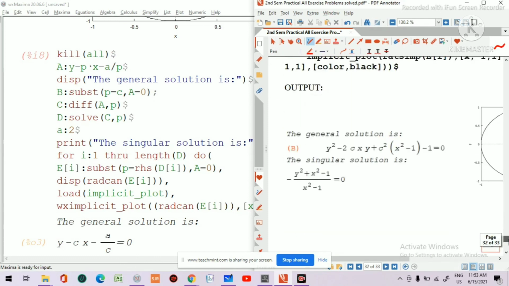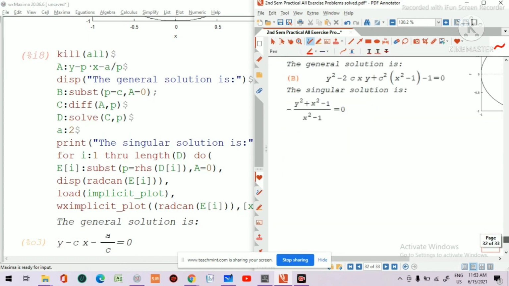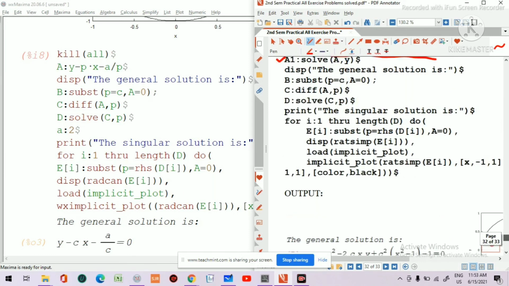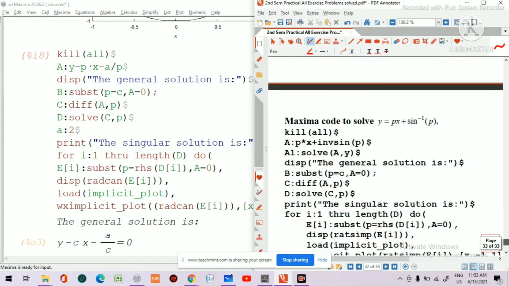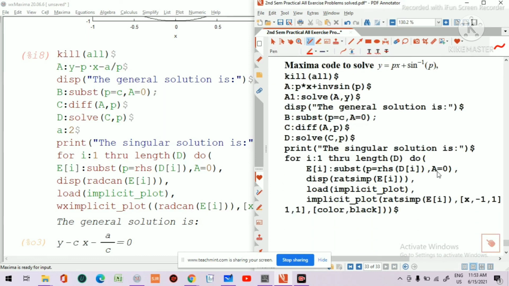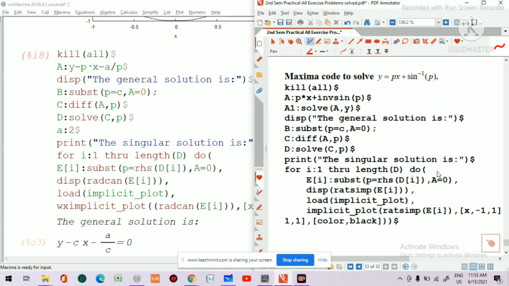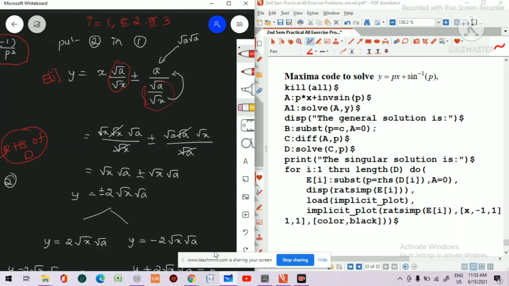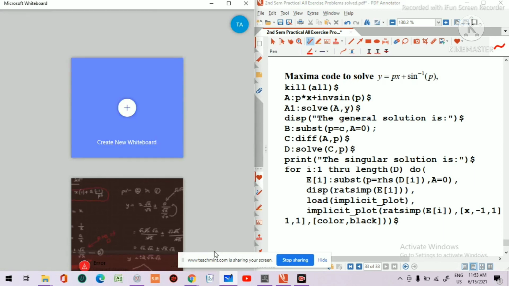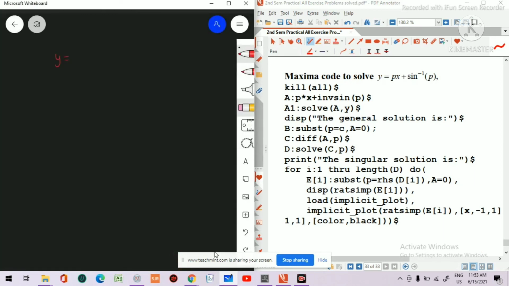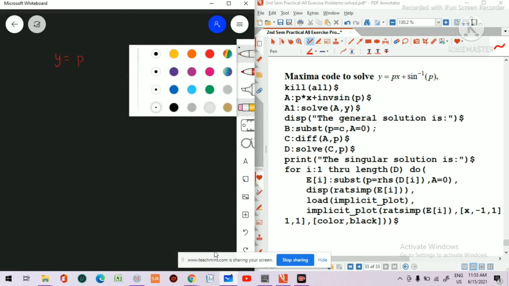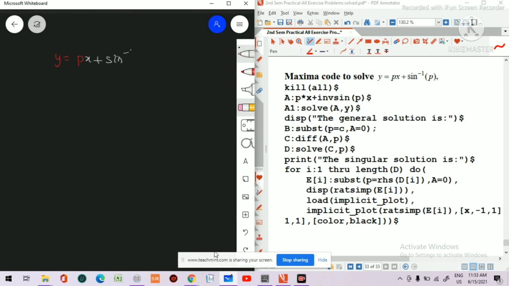Okay, there will be some corrections in the proof part and output part, that I'll be doing and sending you guys. Okay, this is the next question, y equals px plus sin inverse of p. You people have to solve this equation. Shall we solve now this part? Yes, sir. So what is the first step? Put p equals c.